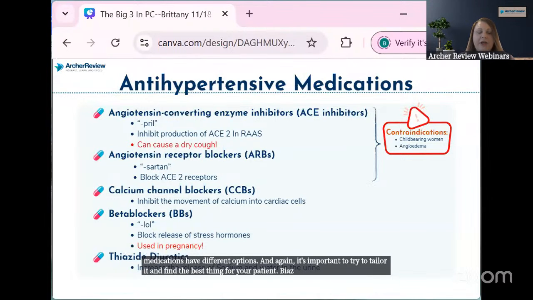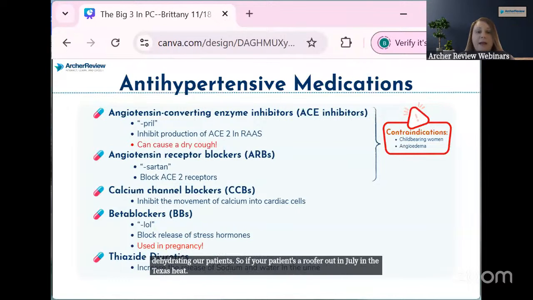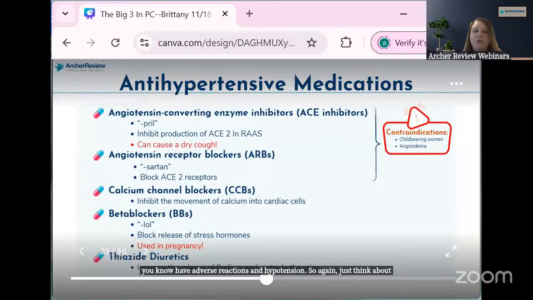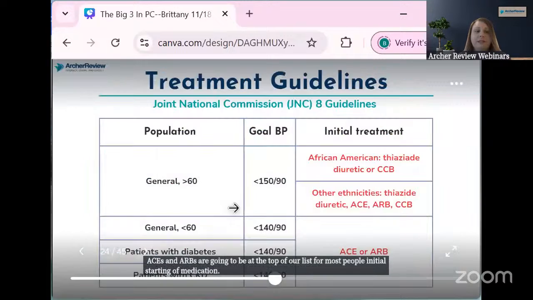Thiazide diuretics, again, talking about making sure we're not dehydrating our patients. So if your patient's a roofer out in July in the Texas heat, that might not be the very best medication to give to that patient, because again, it can dehydrate them and cause adverse reactions and hypotension. So again, just think about that as you're going through and you're choosing a medication class. But by far, ACEs and ARBs are going to be at the top of our list for most people for initial starting of medication. All right.